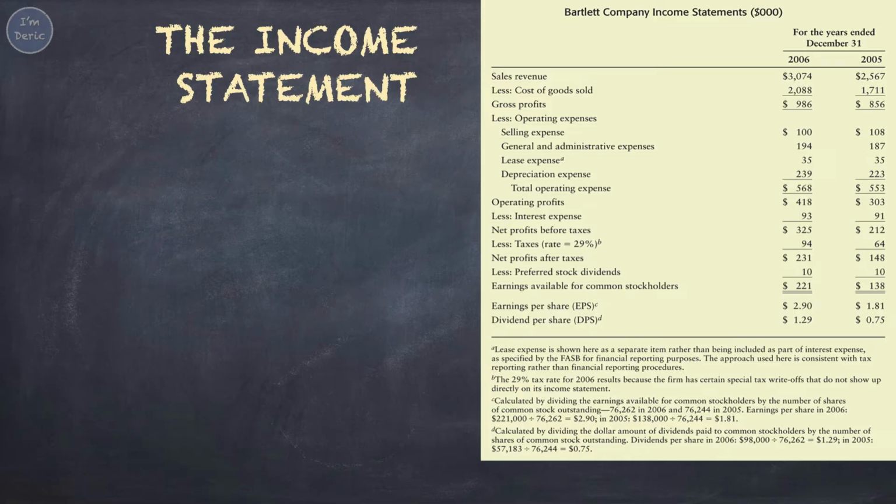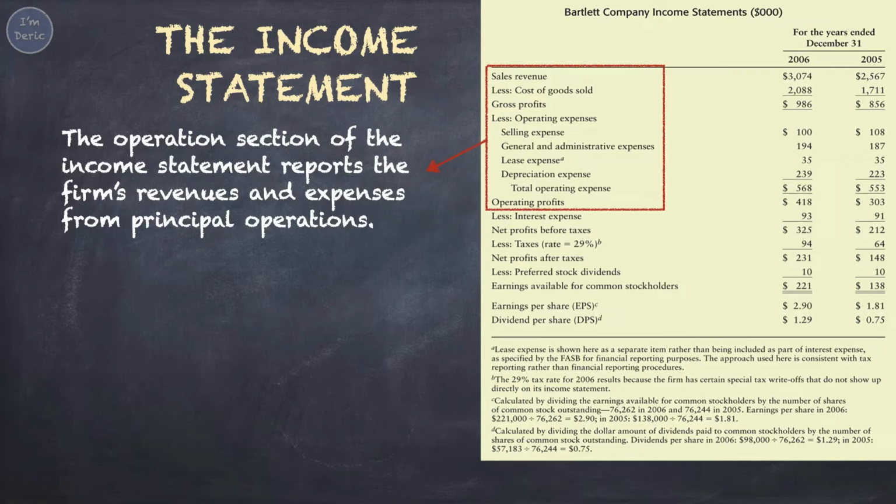This picture is a sample of the income statement. The operations section of the income statement reports the firm's revenues and expenses from principal operations. It starts with sales revenue. Less cost of goods sold. Cost of goods sold is the direct cost of production, such as material cost and labor cost. Then you will get gross profits. Less operating expenses. Operating expenses are the indirect cost of production, including selling expense, general and administrative expenses, lease expense, and depreciation expense. Gross profits less operating expenses, you will get the operating profits.